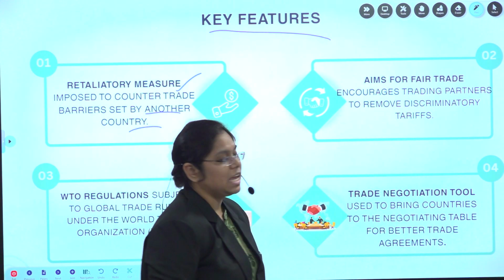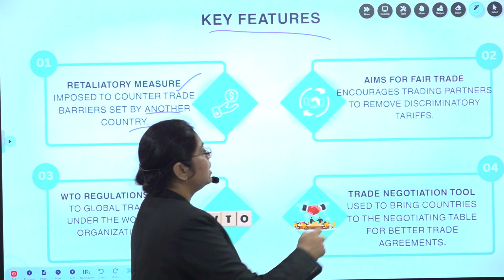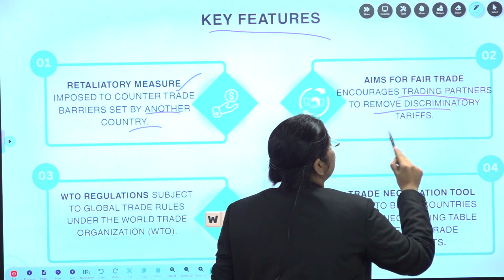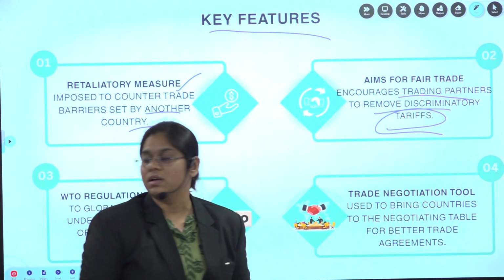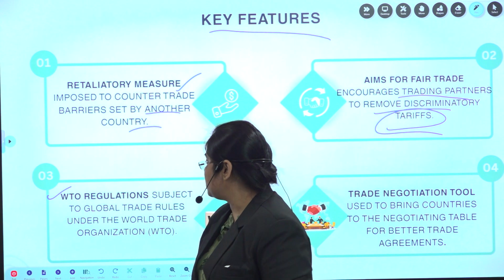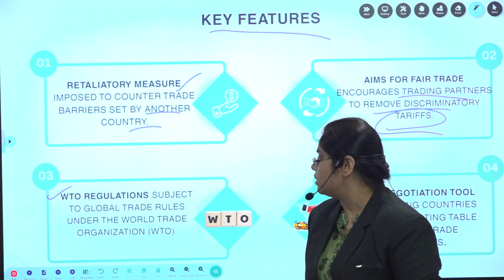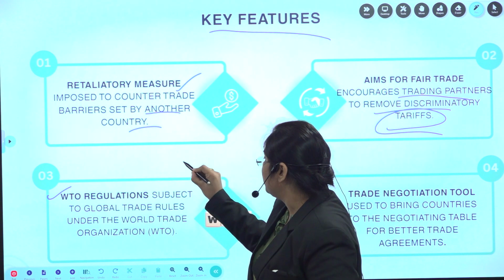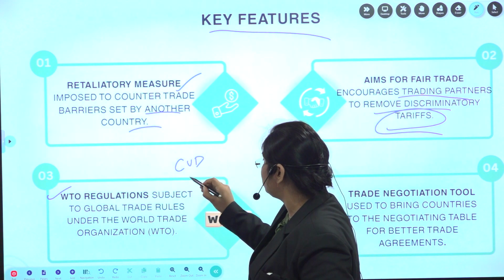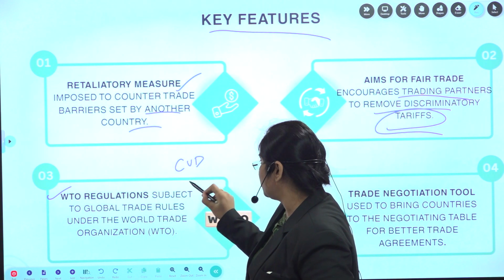Then the other thing is to aim for fair trade. It encourages trading partners to remove discriminatory tariffs. Now, the third one, WTO regulations. Yes, it is allowed because WTO basically allows countervailing duty and also this one.